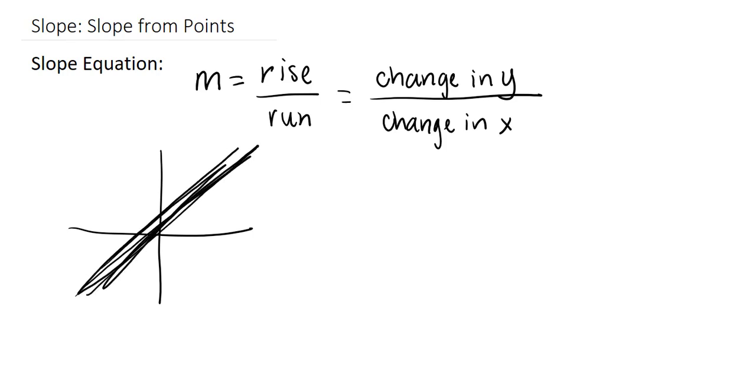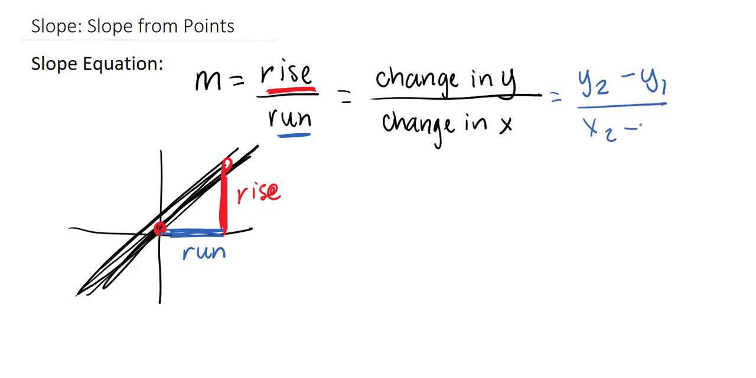Say we have a graph like this. It's kind of messy, but the point is, if we went from here to here, this is our change in y. So this is considered our rise, or our change in y. Now, our change in x is our run, which would be right here. So our change in y would be y2 minus y1, and our change in x would be x2 minus x1, and this is our slope equation, which is m.